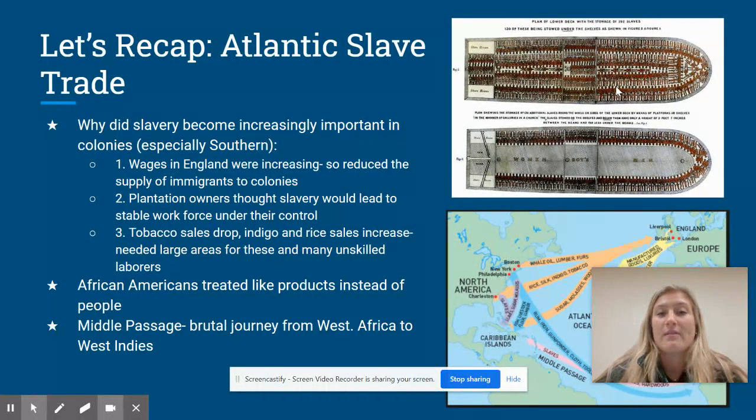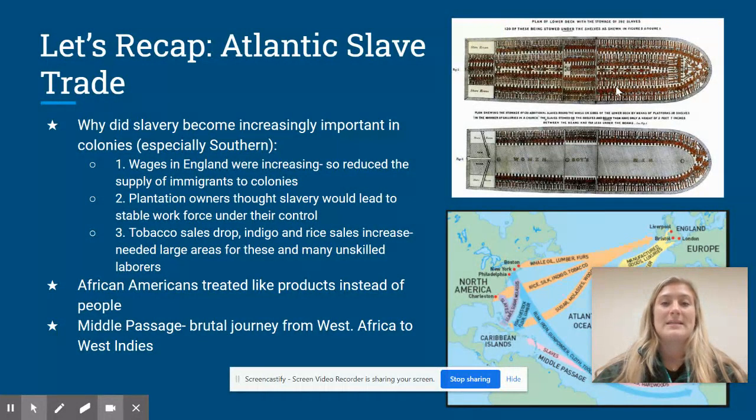Let's also recap on the Atlantic slave trade. So we went over the triangular trade in class, okay? And as we saw, part of this trade included African slaves. Slavery became increasingly important in the colonies, and as we identified, specifically the southern colonies. The reason why was because wages in England were increasing, so the pay that people could make in England was increasing. So we see fewer immigrants coming over to the colonies for economic opportunities. We still have people migrating, but fewer, okay?